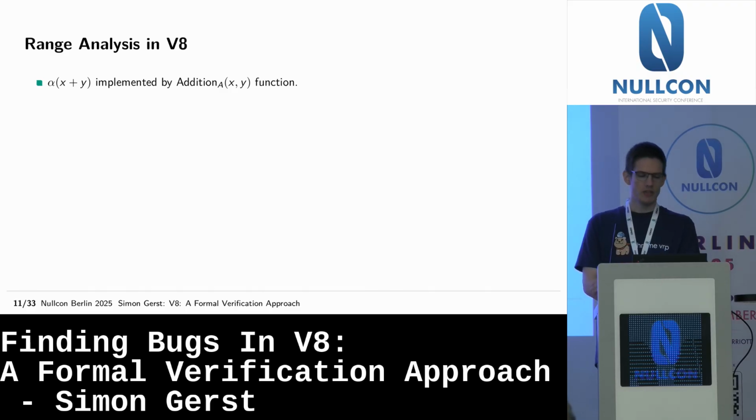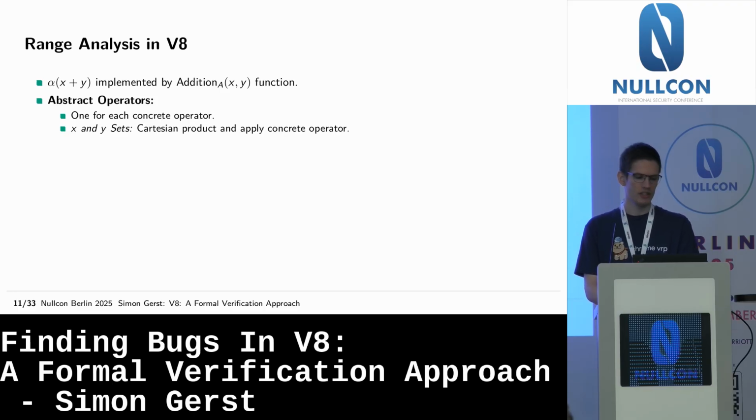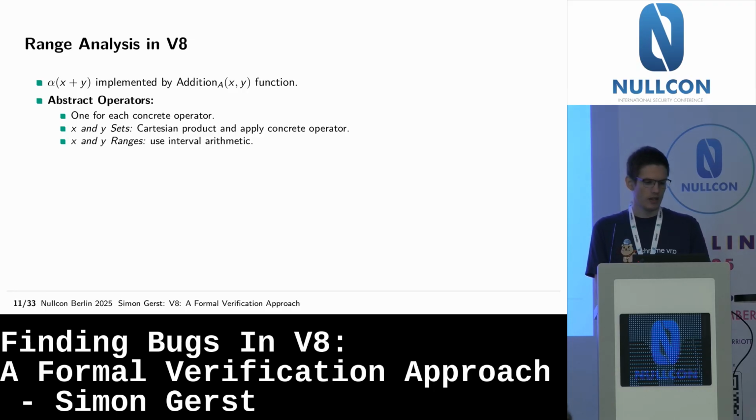And V8 implements this abstraction function by a dedicated addition function. There's one abstract operator for each concrete operator. So you have your concrete addition and your abstract addition. If x and y are sets, you just do a Cartesian product and apply the concrete operator on every product. And if you have ranges, then you use something called interval arithmetic.